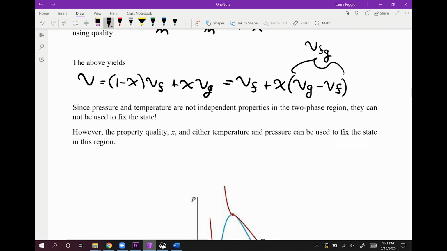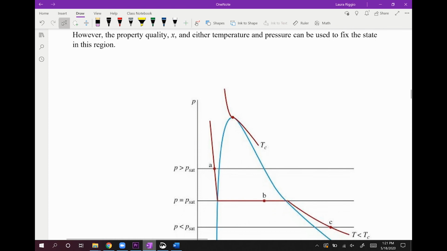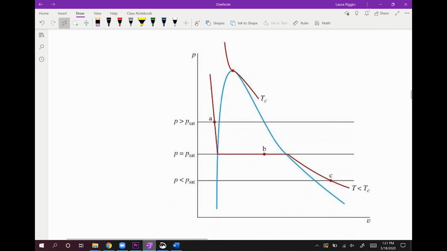So we're going to look at how we can use our quality to fix our state. Here's a PV diagram. I have my two-phase liquid vapor dome on there. I have some lines of constant temperature, and I have some lines that mark whether or not I am above or below my saturation temperature. So if I know my pressure and temperature, how can I figure out where I am?